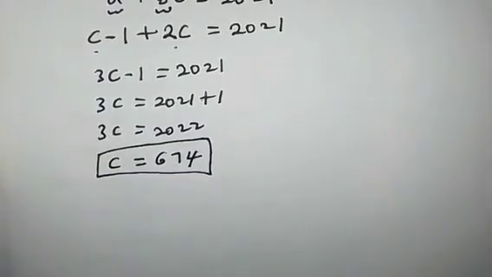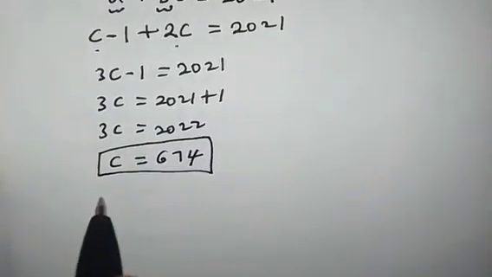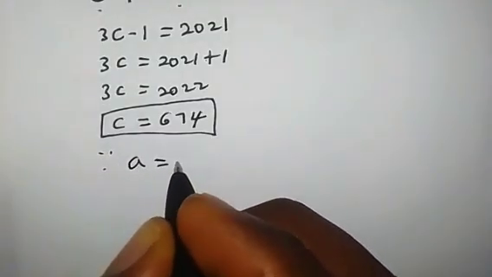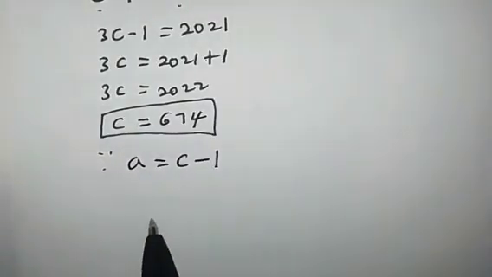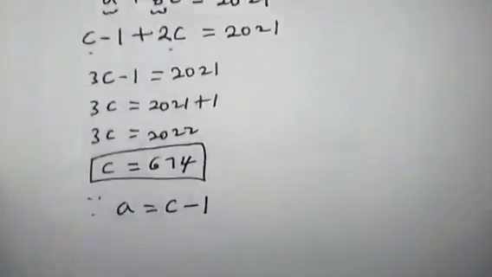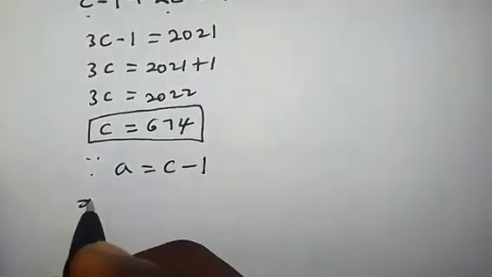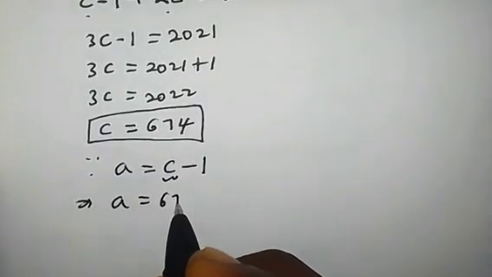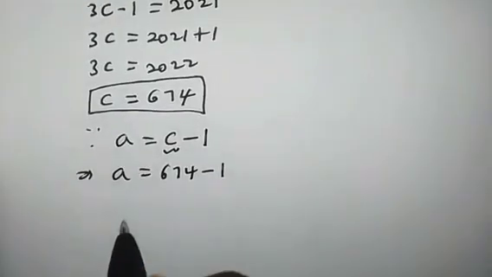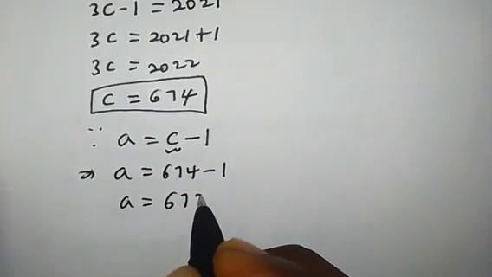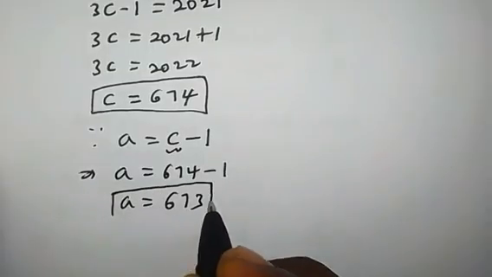What is left now is to find the value of A, since A is equal to C minus 1. Let me show you, it's from this line, A equals C minus 1. This means that A is equal to, what is C? C is 674. 674 minus 1, that is 673. This is the value of A.